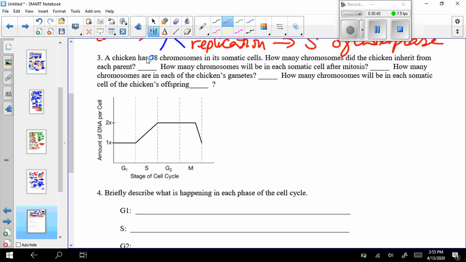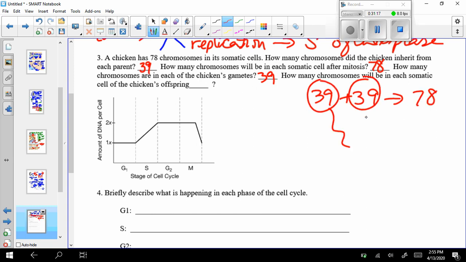All right, a chicken has 78 chromosomes. How many chromosomes did the chicken inherit from each parent? Okay, so half of 78, 39. Weird number I picked there. How many chromosomes will be in each somatic cell after mitosis? Once it is just a normal cell, it's going to have all 78. And how many are in each of the gametes? A gamete only is going to have 39 because you put together 39 and 39 and you make 78. So a gamete, like a sperm and an egg, would go together to make my 2N, my diploid cell. And how many chromosomes will be in each somatic cell of the offspring? All of the cells should have 78 in them.